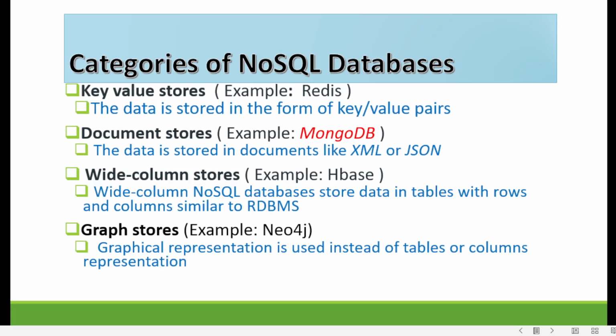Second is document stores, in which documents are stored in a format like XML or JavaScript object notation. Third is wide column stores. Wide column NoSQL data stores store data in tables with rows and columns, similar to a relational database management system. And the last one is graph stores. Graphical representation is used instead of tables or columns representation. In this lecture, we will use the document stores type of NoSQL.